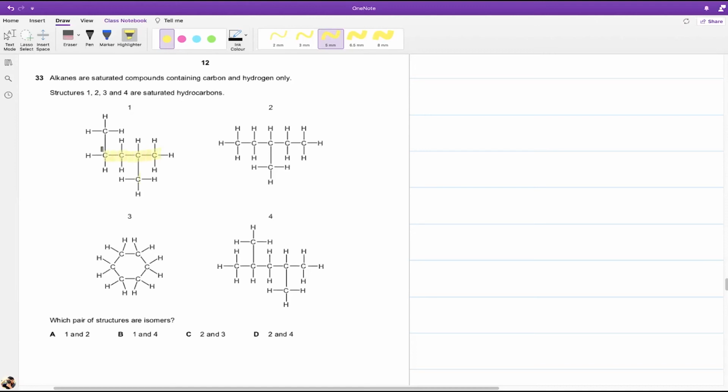1, 2, 3, 4, 5 in the long chain, 1 in the branch. But here's the thing. Here, the branch is on the second carbon. Here, the branch is on the third carbon.